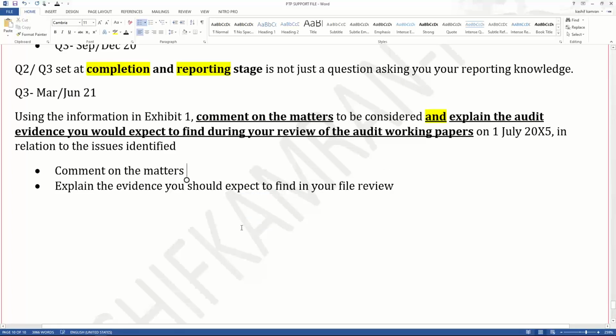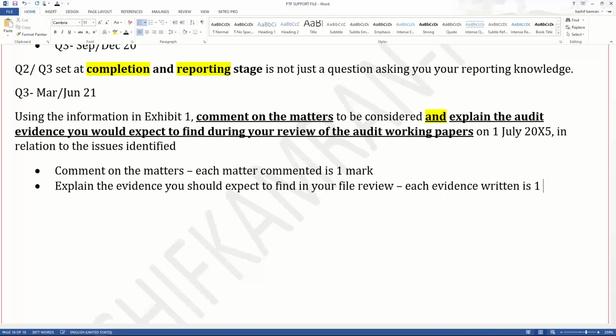Comment on the matters. Each matter commented is 1 mark, and each evidence written is 1 mark. Such a simple marking scheme, right? Now let's see how many issues we have in this paper on which we need to comment on the matters and explain the evidence. Is it a reporting question?